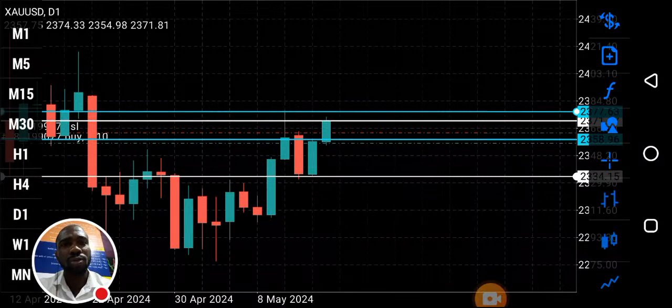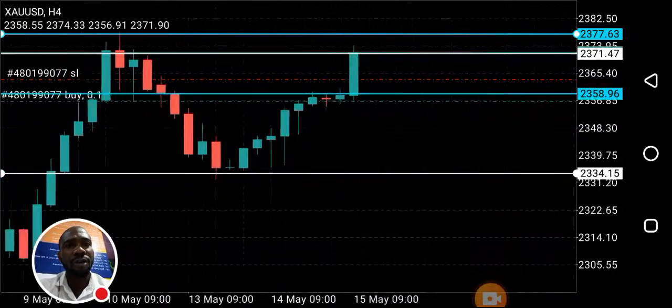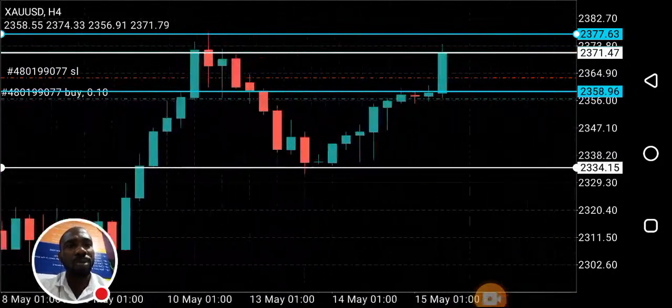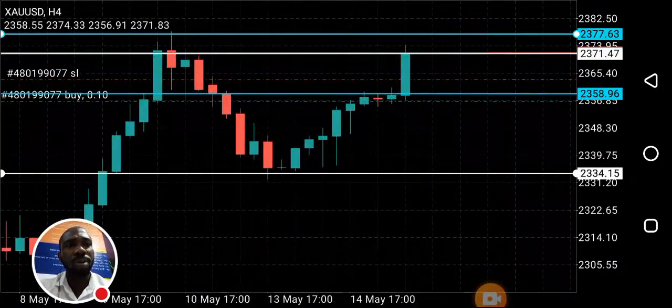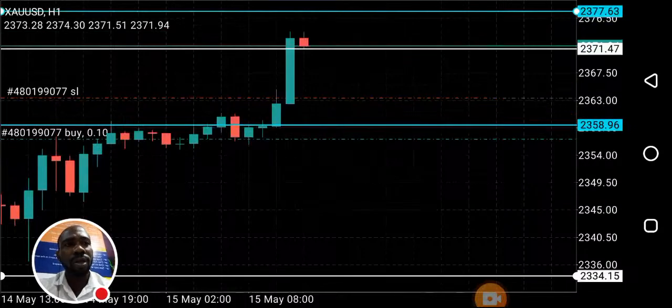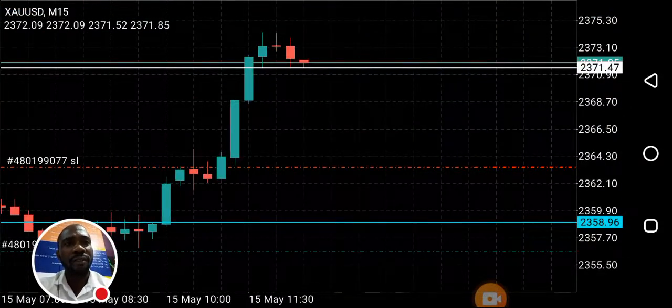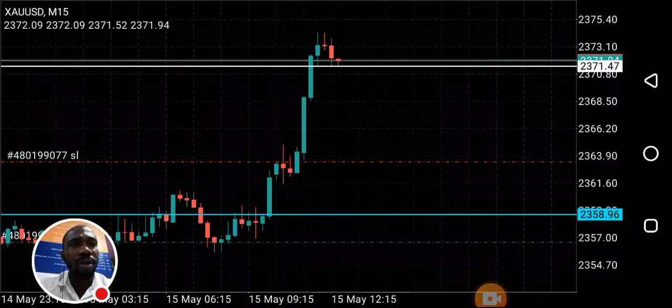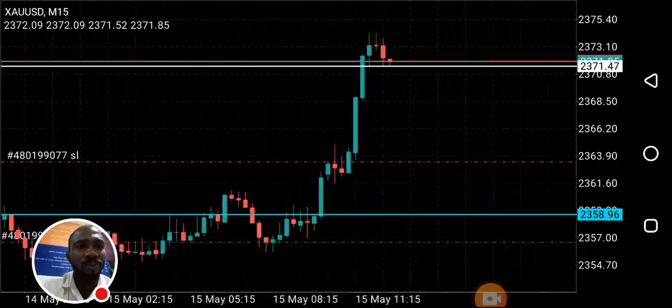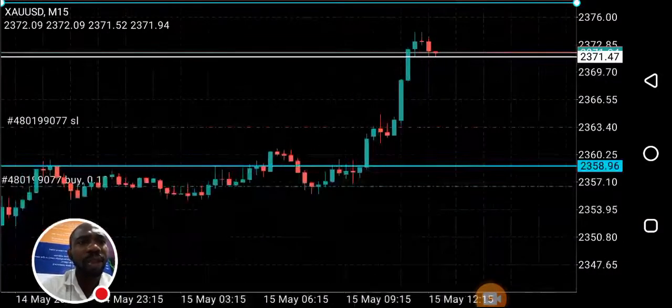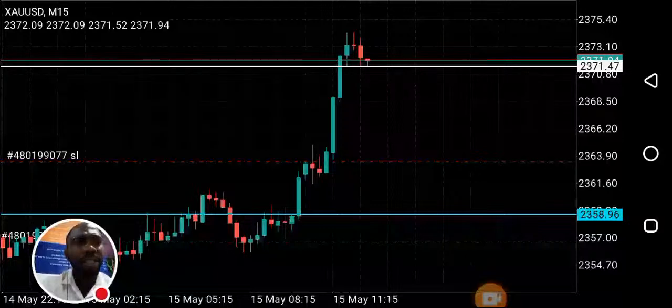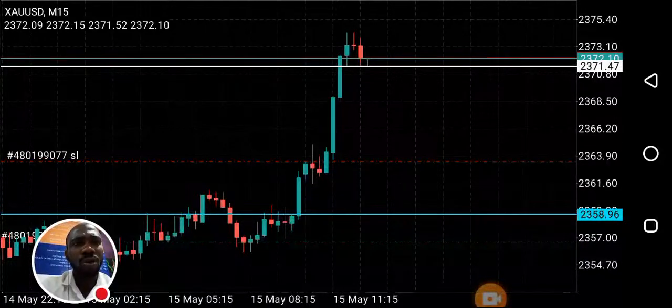But if you go down to the 4-hour time frame now, 4 hour is still strongly bullish. Let's go to 1 hour. You can see the 1 hour candle. If you go to 15 minutes, we have a bearish reversal pattern on 15 minutes right now. Can you see this? We have a bearish reversal pattern on gold right now.